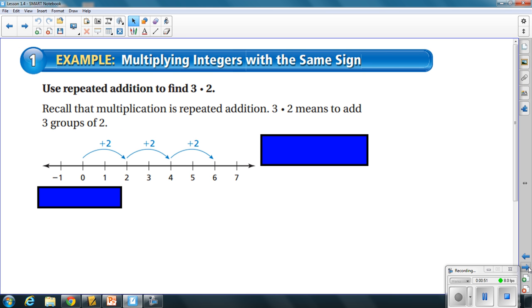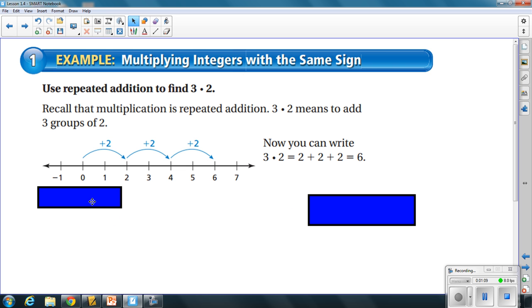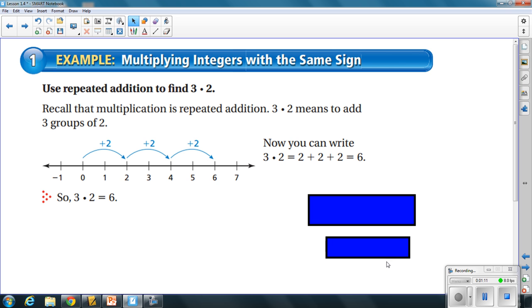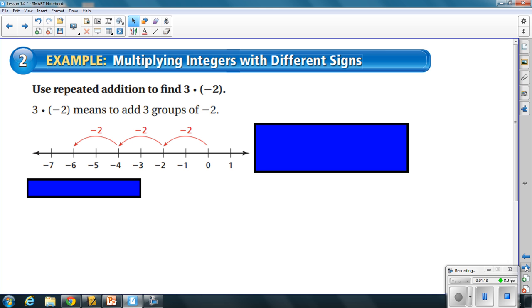And just real simple here, we want to figure out how to find 3 times 2 using addition. So 3 times 2 means 2 added 3 times. So 3 groups of 2. So from 0, 1 group of 2, 2 groups of 2, 3 groups of 2, that gives us 6. So that means we can write 3 times 2 as 2 plus 2 plus 2. Well, what does that have to do with integers? Let's take a look. Here's the next slide.